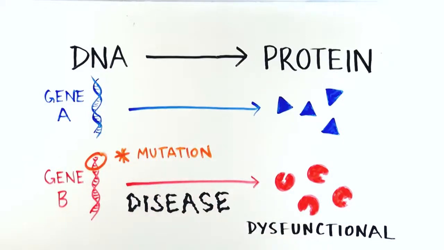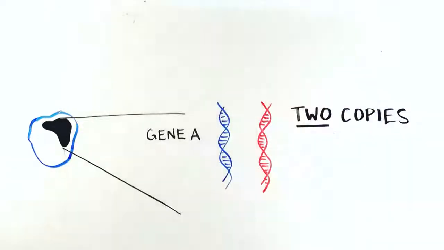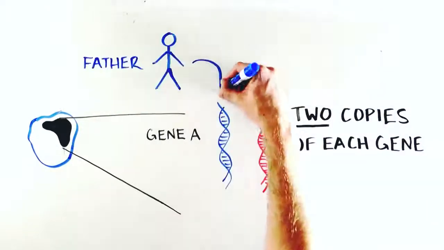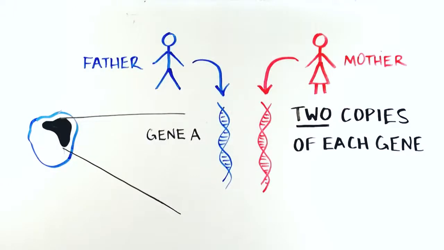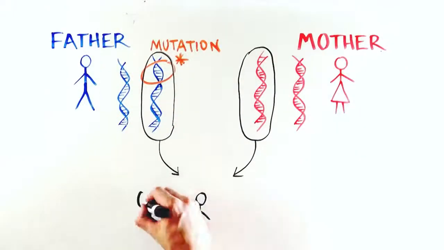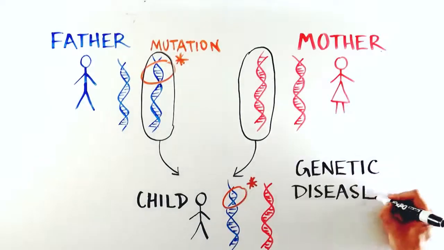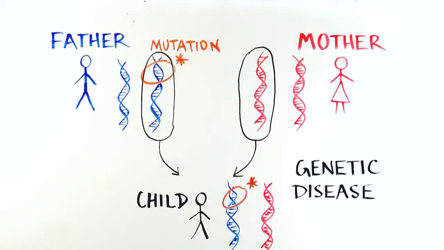In the nucleus of our cells, we have 2 copies of most DNA sequences. One of the copies comes from our father, and another one comes from our mother. So, an affected parent can pass along a disease-causing mutation to their child. Diseases that are caused by DNA mutations that can be passed on from parent to child are called genetic diseases.